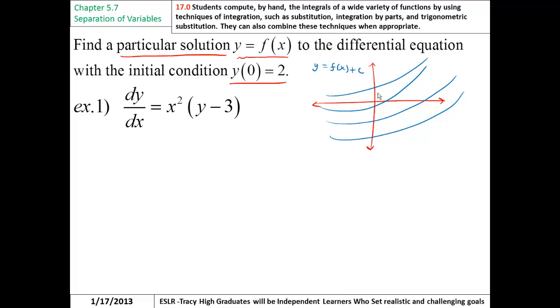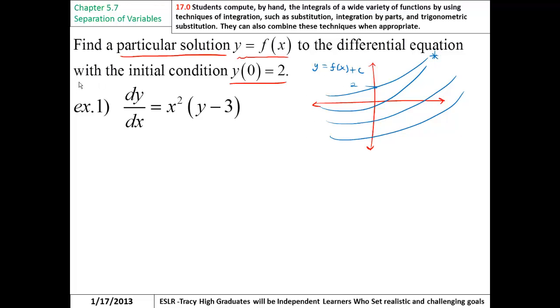But now what you're saying is, well, I know that y of 0 equals 2. So if you plug in 0, you should get 2. And since this is a function, there's only one way to do this. That would be the point here, if that's 2 on the y-axis. So then you know it must be this one, and that's your particular solution.